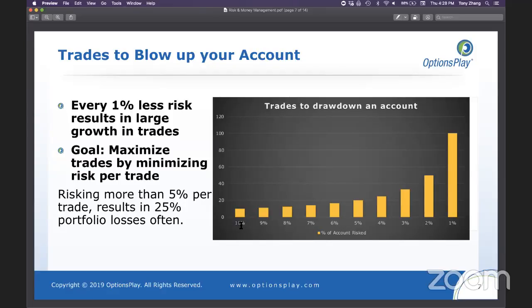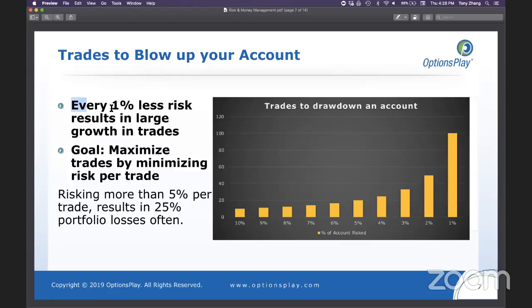So if you're risking 10% of your account per trade, all it takes is 10 trades in a row for you to lose every single dollar that you have in your account. If you are risking 5% of your account, then you have 20 trades in a row in order to blow up your account. But as you can see, between 5 and 4, it goes from 20 to 25 to 33 to 50 to 100. And it grows at an exponential function for every 1% that you decrease your trade by.